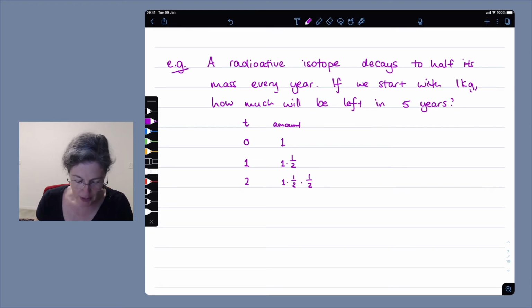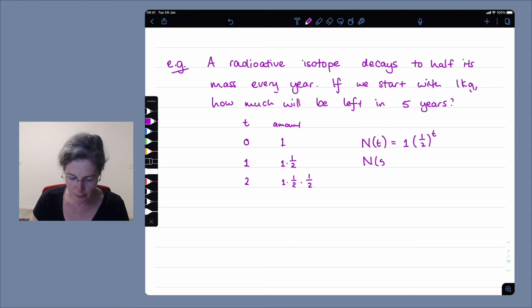So if I have a look at what my exponential function is going to look like, let's use N of t is going to be equal to my initial amount times 1/2 to the t. So if we want to finish up, we want to know how much we have after 5 years. We just substitute in t equals 5. And we've got 1 times 1/2 to the 5. And you could plug that into a calculator.